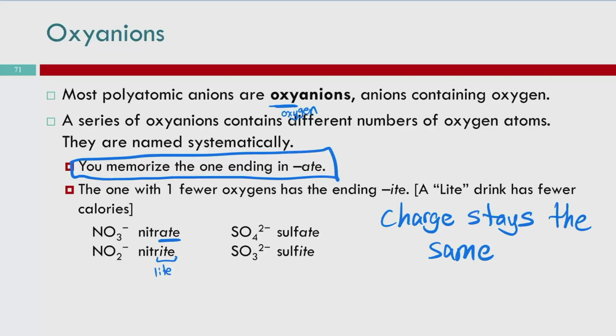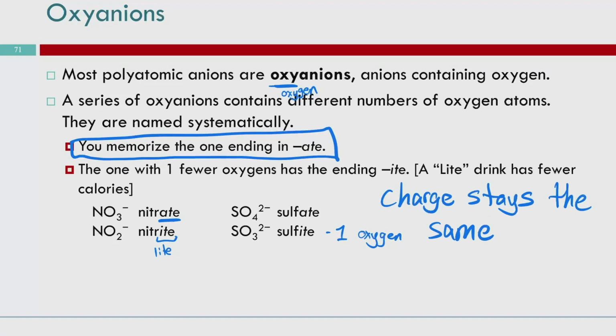Looking at another example, sulfate. This is the one that you would memorize, SO4 2 minus. If we lose one of our oxygens, it goes from SO4 2 minus to SO3 2 minus, and so the ending changes to ITE. This is the minus 1 oxygen form. And again, the charge doesn't change. It's the same charge for the entire series.